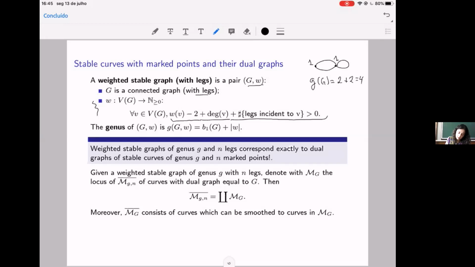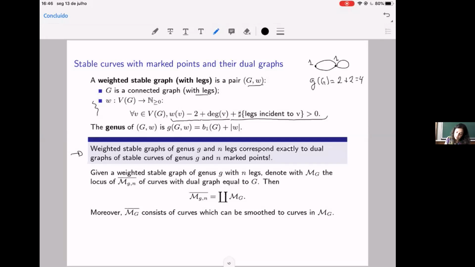So this is exactly what we see here, that the definition of weighted stable graph of genus g and n legs exactly corresponds to saying that these graphs are dual graphs of stable curves of genus g and n markings. So the definition is done in such a way that there is this exact correspondence. All right, so what can we do with these stable graphs?